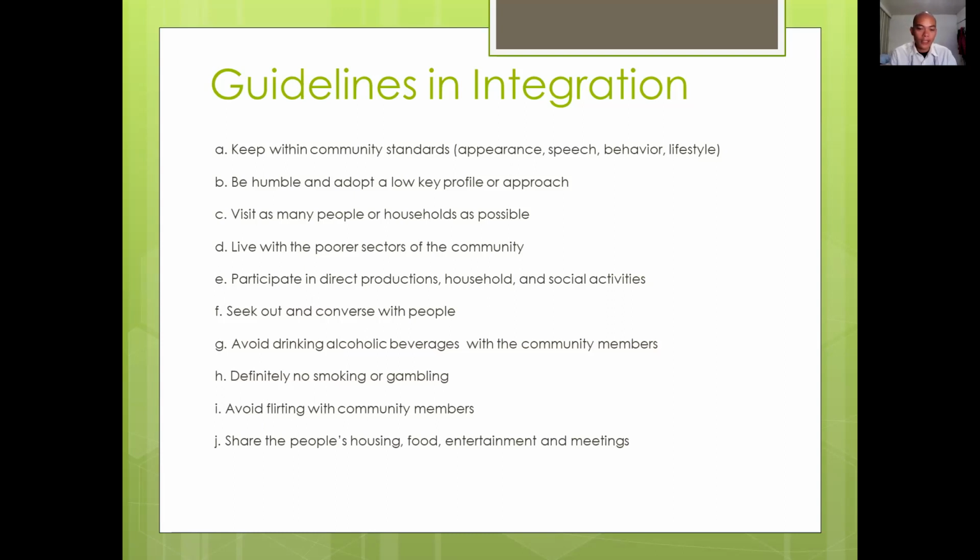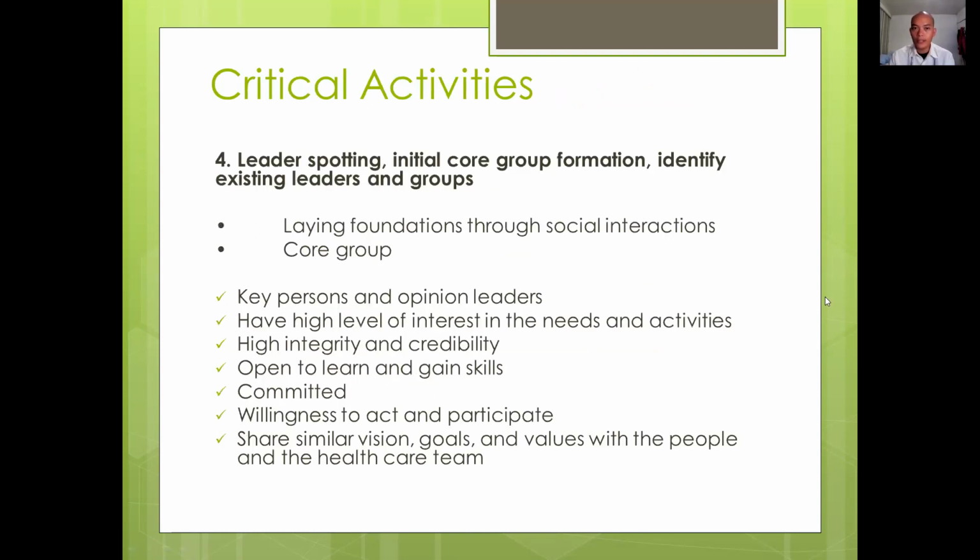Smoking also. Okay, you are not allowed to smoke in the community. Avoid flirting with community members. Okay, so minsan may mga ganda, may mga gwapo in the community, wag na. Okay, you are not there to look for a boyfriend or a girlfriend. You are there to do or to give healthcare services. Share the people's housing, food, entertainment, and meetings. Okay, so be with the people in the community. Okay, so that is your guidelines in social integration.